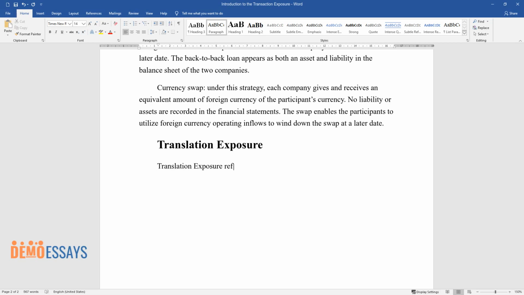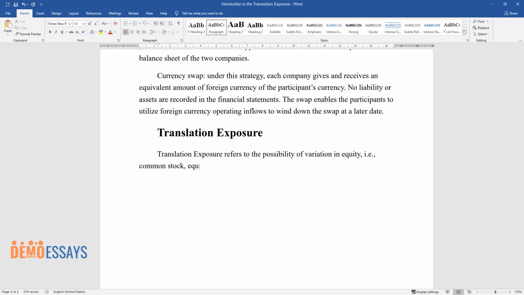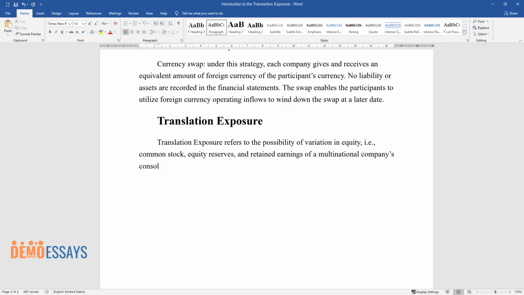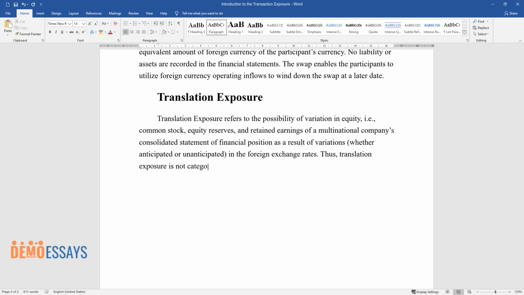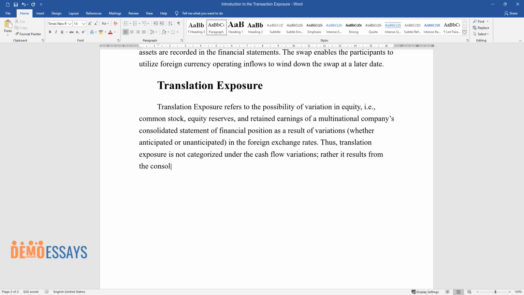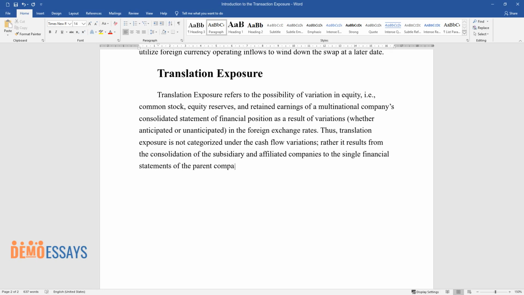Translation exposure refers to the possibility of variation in equity, that is, common stock, equity reserves, and retained earnings of a multinational company's consolidated statement of financial position as a result of variations, whether anticipated or unanticipated, in the foreign exchange rates. Thus, translation exposure is not categorized under the cash flow variations, rather it results from the consolidation of the subsidiary and affiliated companies to the single financial statements of the parent company.